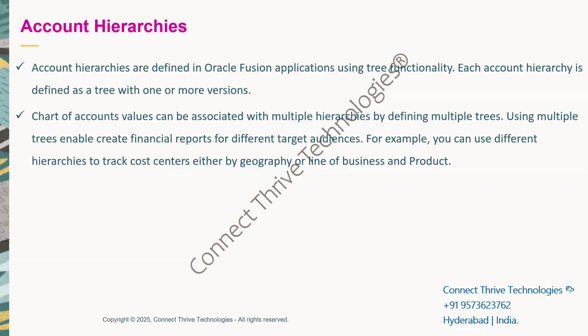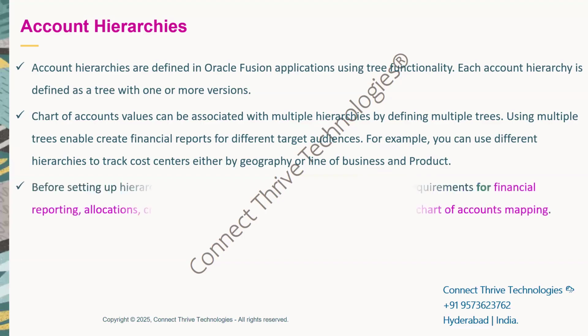Using these multiple trees enables you to create financial reports for different target audiences. So using those particular trees for each chart of account value, we will use them in our financial reporting for the different audiences. For example, you can use different hierarchies to track cost centers either by group, geography, or line of business, or a product, or a project value, or a company code value, or a national account value, whatever it may be. The way you want to specify your parent and how you want to segregate your child values will be updated automatically at the reporting level also. I will give the list of where all it will have an impact.